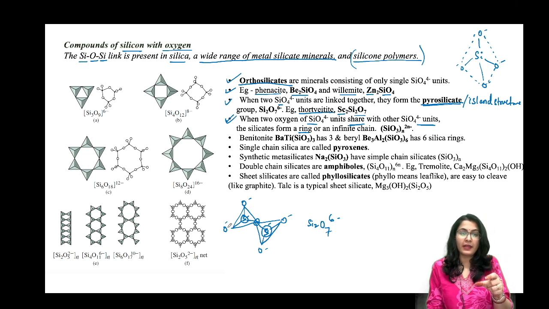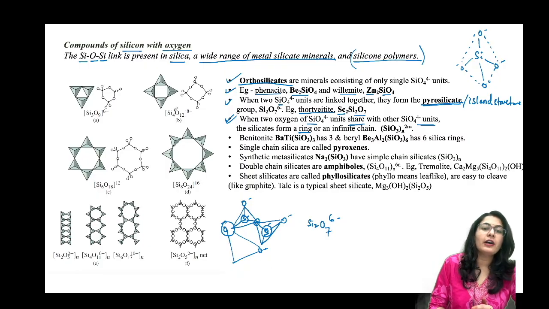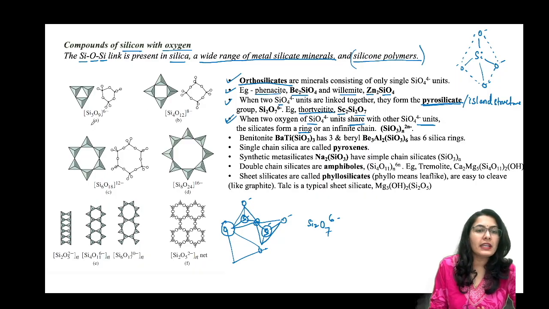See, if I'm having this one shared and this one also shared, then what will happen? I might form a three-membered ring like this, isn't it? So a three-membered ring is also possible, a six-membered ring is also possible, a four-membered, 12-membered, eight-membered, many. So you see, here I'm having a three-membered ring. That is three silicates. These are the oxygens which are common. And these are the ones which are on the top of silicon.